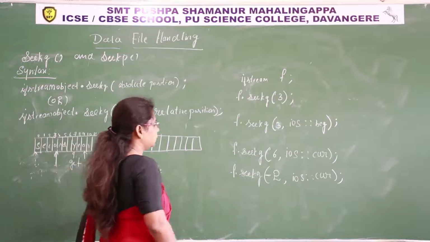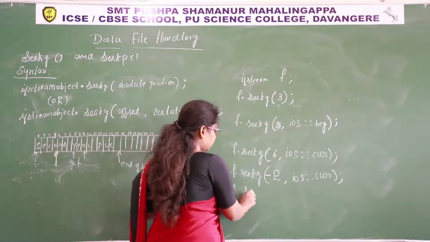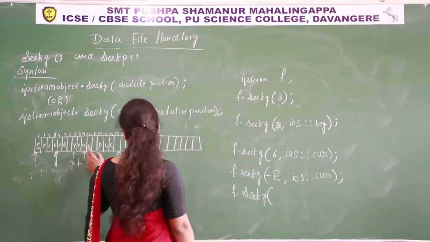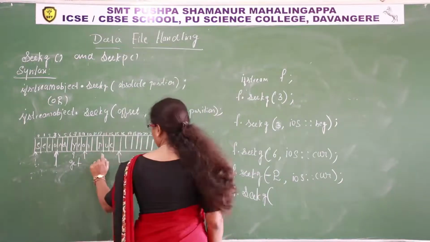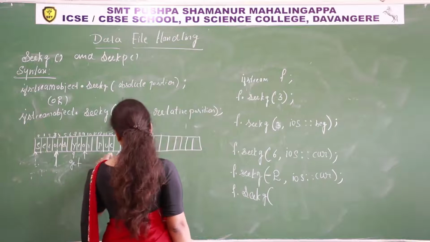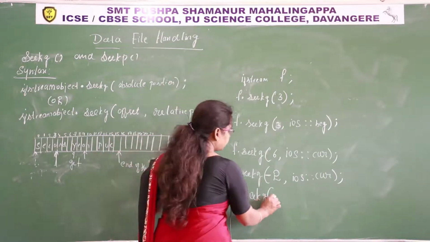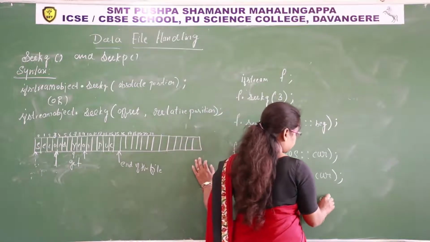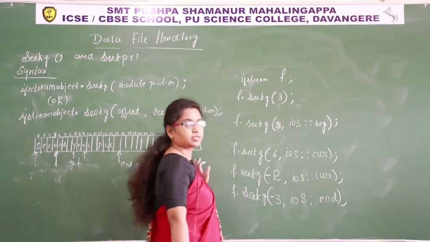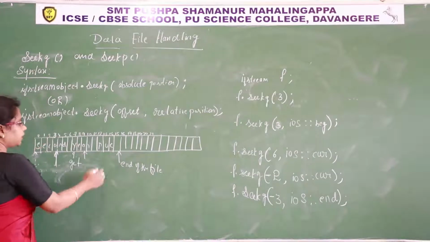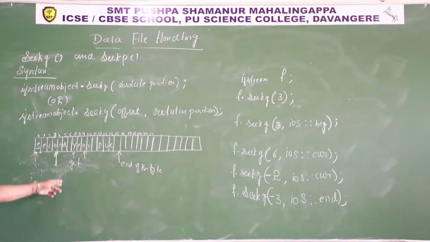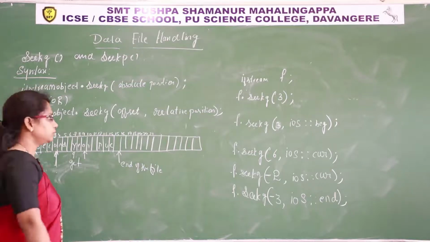f.seekg( How many bytes? What is the offset here? 1 2 3. -3, ios::end. So it is considered from the end of the file, 1 2 3, and the get pointer will point to this location.